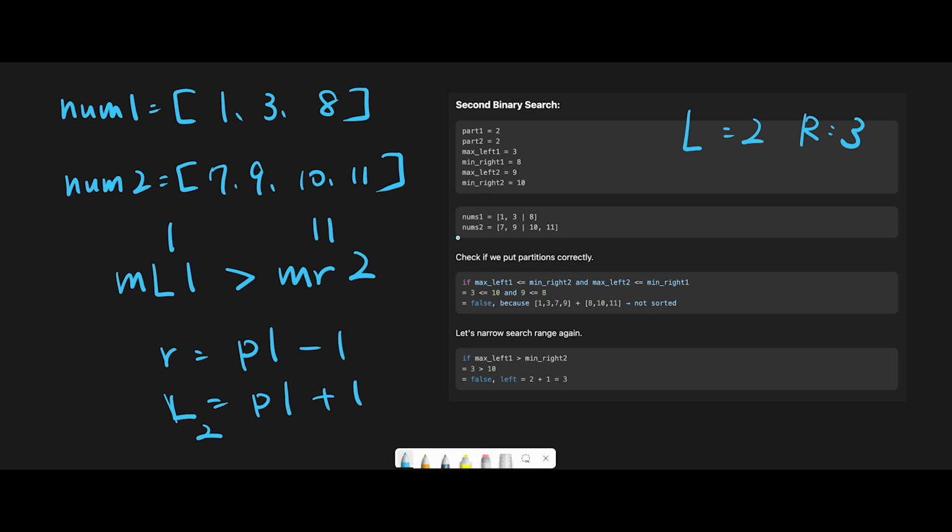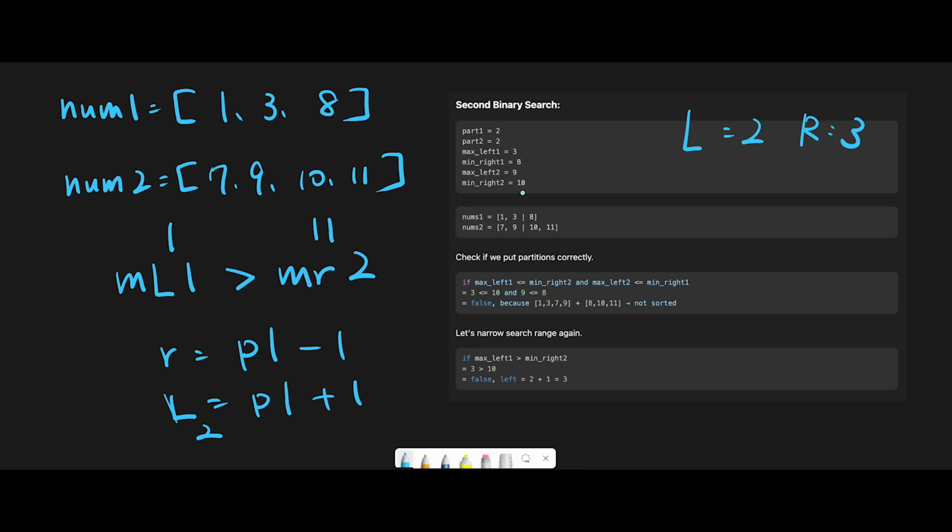So look at this image. We have two numbers on the left side of the partition. That's why the partition is here, and we have two numbers on the left side. And partition 2 is also 2, so that means we have two numbers on the left side. So 7 and 9, right?